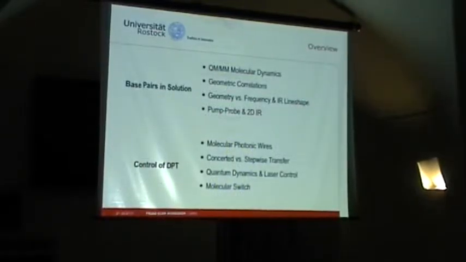That's the background, and I will essentially go through two topics. First is base pairs in solution. I will tell you a little bit about how we approach this with the help of quantum mechanics, molecular mechanics force fields, and molecular dynamics. With the help of these molecular dynamics trajectories, I will talk about geometric correlations in these base pairs, come to the infrared line shape, and then tell you what ultrafast spectroscopy, like pump-probe or photoelectron spectroscopy, can tell you about the dynamics of these two hydrogen bonds in the base pair.